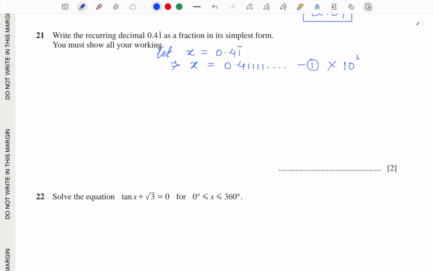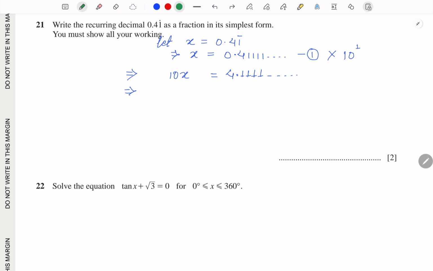Why 1? Because there is only one digit after the decimal that is repeating. That is why I have multiplied this equation on both sides by 10 raised to the power 1. Let's see what happens. If you multiply 10 with x, it will give you 10x, and if you multiply 10 with 0.4111, the decimal will shift rightwards one place, so it will give you 4.1111 dot dot dot. This is the new equation that we have.